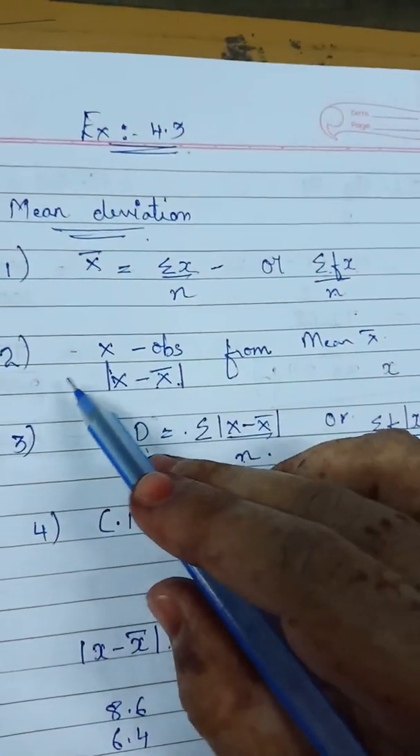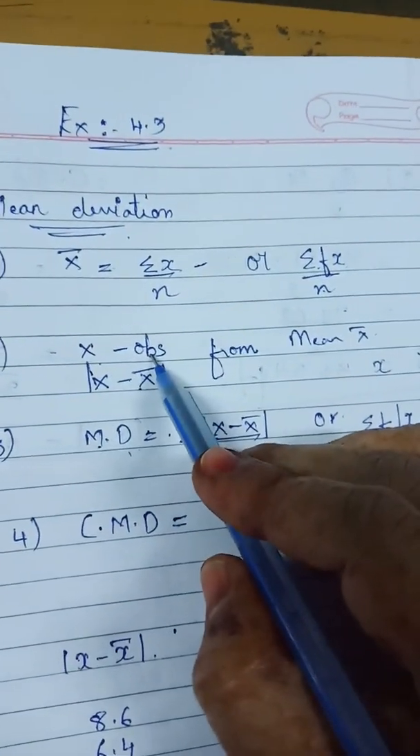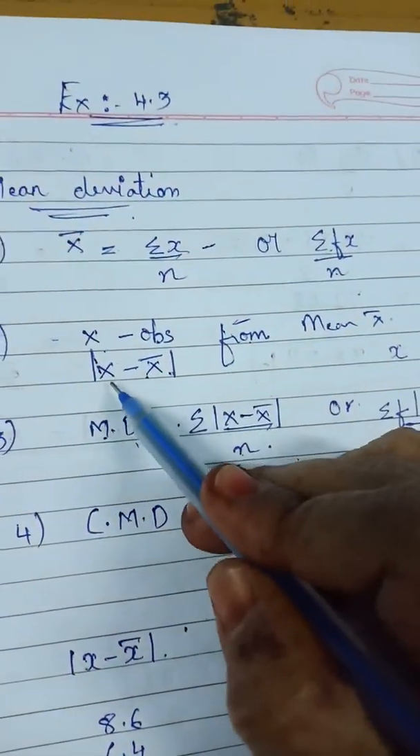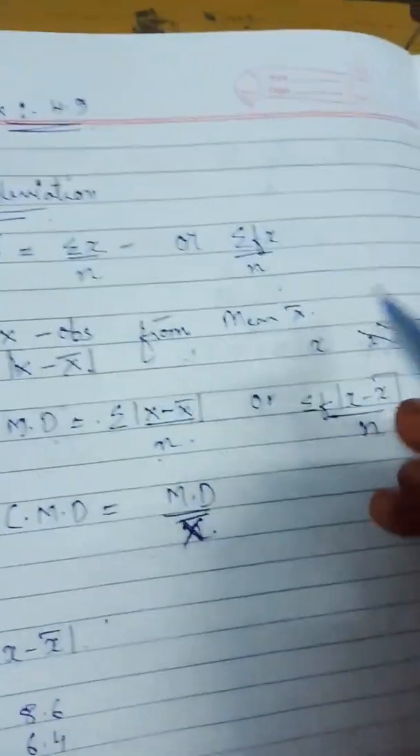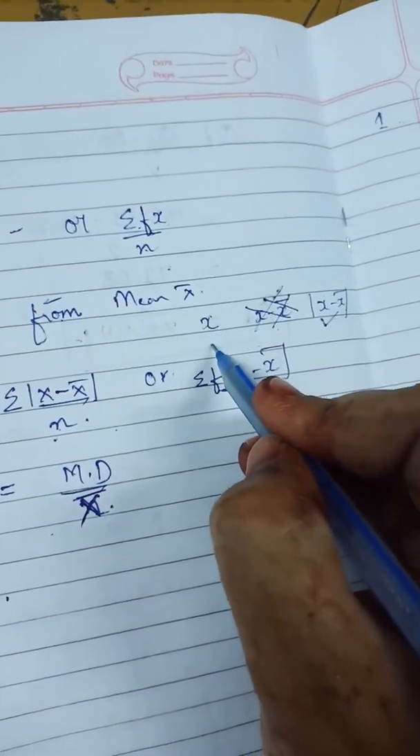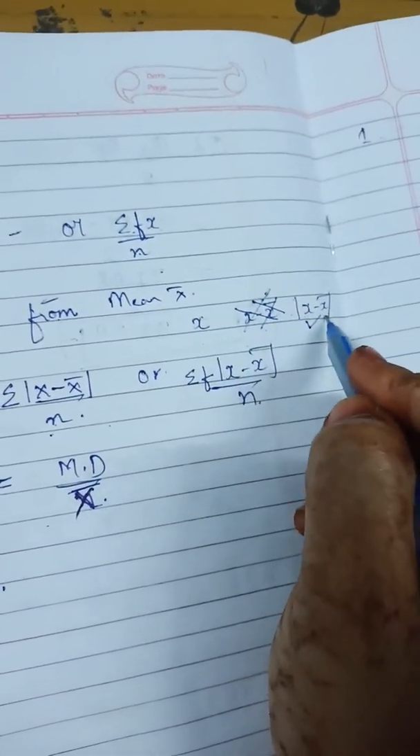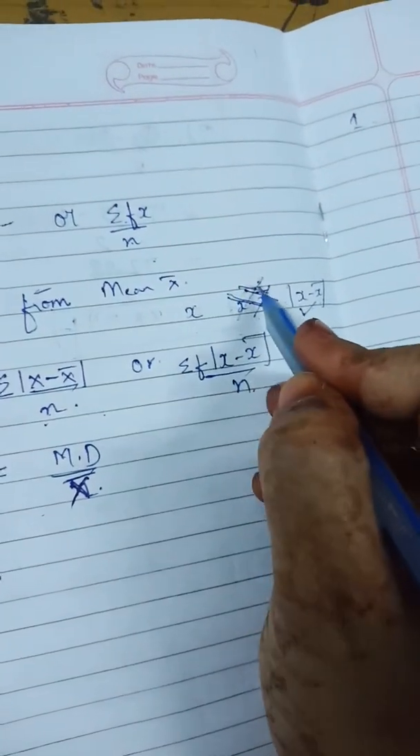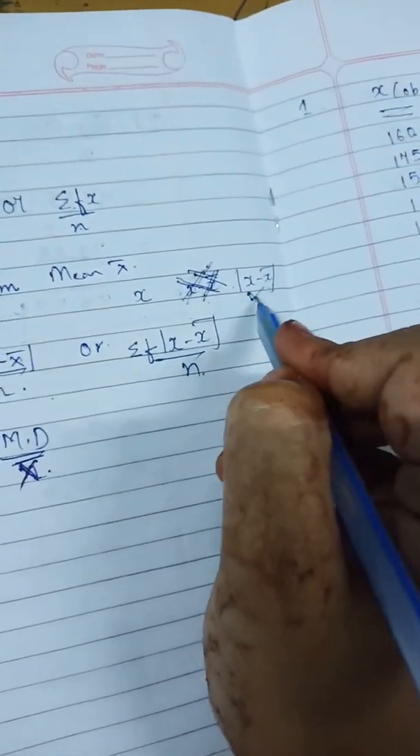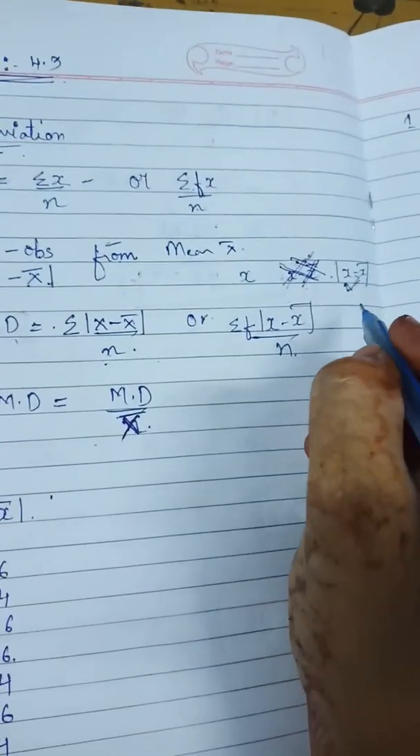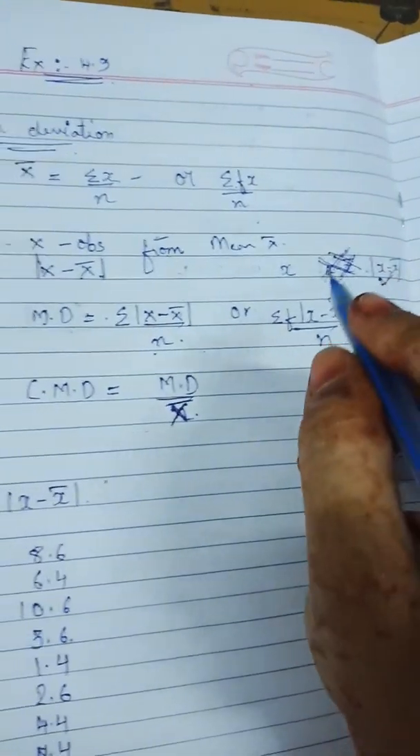Second step: x is known as the observation. We subtract the mean from it, which gives modulus x minus mean. Actually there are three steps: first the observation, then x minus mean, then modulus x minus mean. But here we will skip the middle step and take modulus x minus mean directly, which means the negative terms we will write as positive in this column.